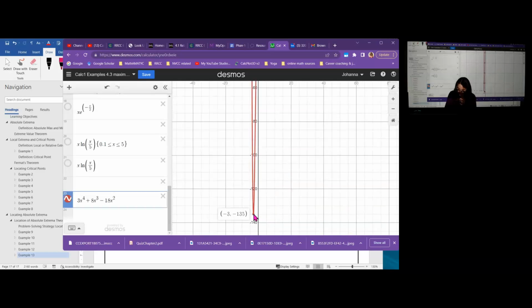There it is. That actually turns out to be an absolute minimum because there is no y value lower than that. You cannot assume that they're absolutes when the conditions are not met. Make sure that you check the conditions before applying the theorem.